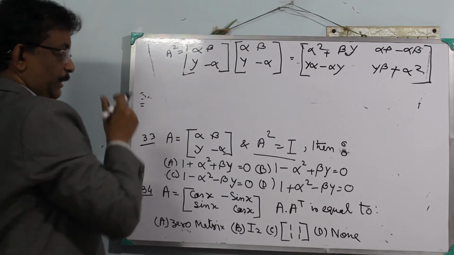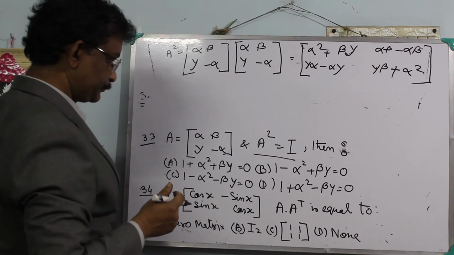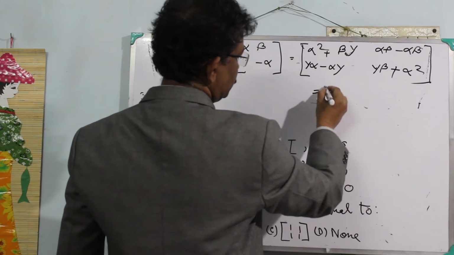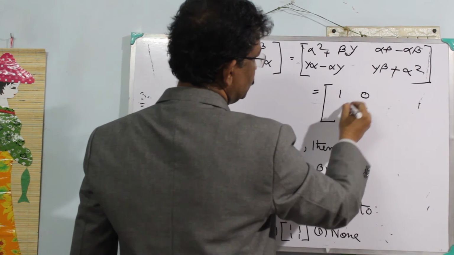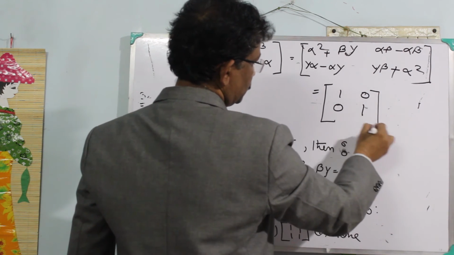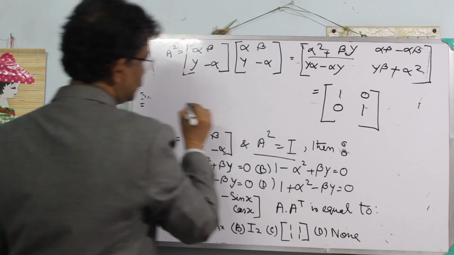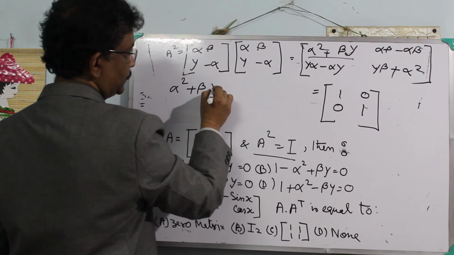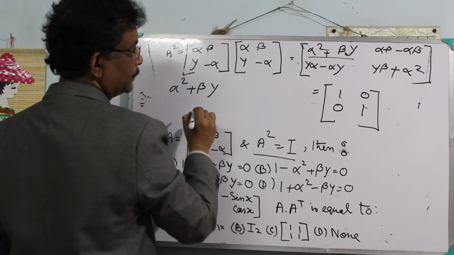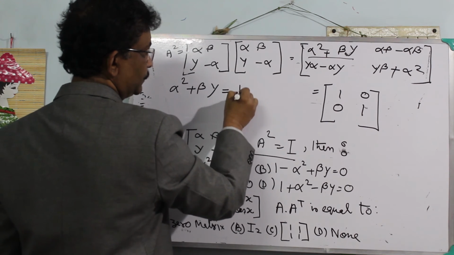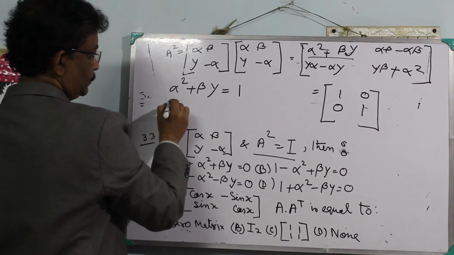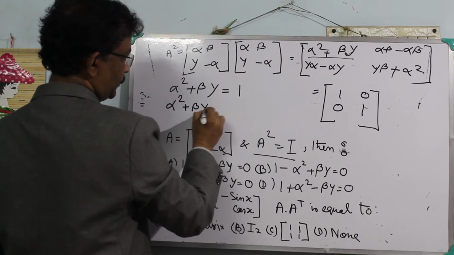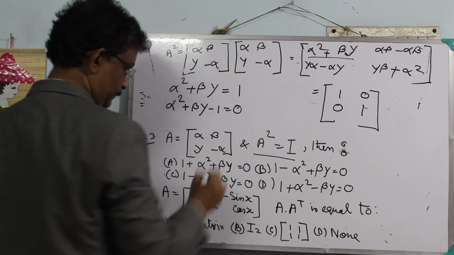Okay, and this is equal to the identity matrix, equal to 1 0 0 1. So I can say 1 is equal to this alpha square plus alpha beta gamma equal to 1. So alpha square plus beta gamma minus 1 is equal to 0.